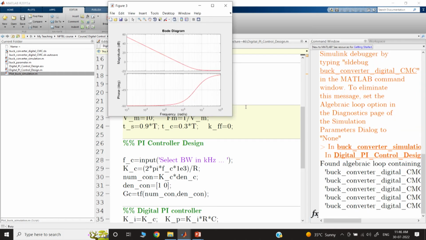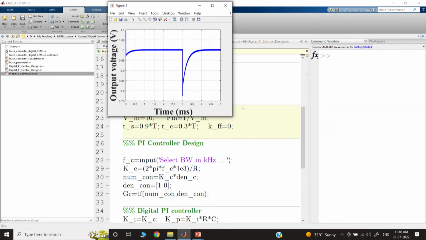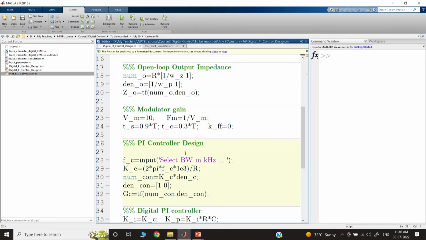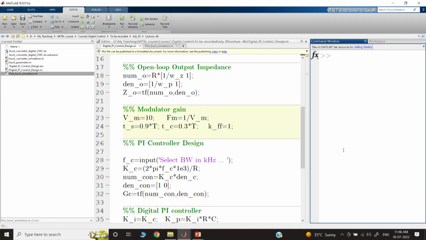Now, we do not want to show the sample signal. So, this is the output voltage without load feed forward, and this is the inductor current. Now, we want to go for load feed forward. So, let us use 1, and we have used 80 kilohertz as the crossover frequency.